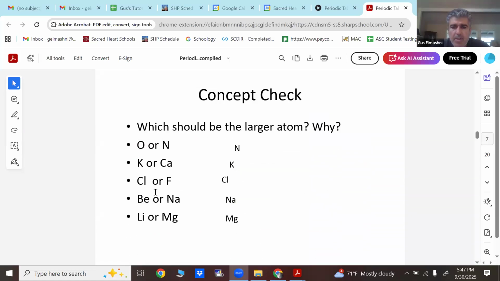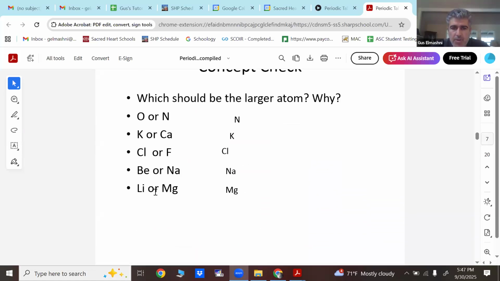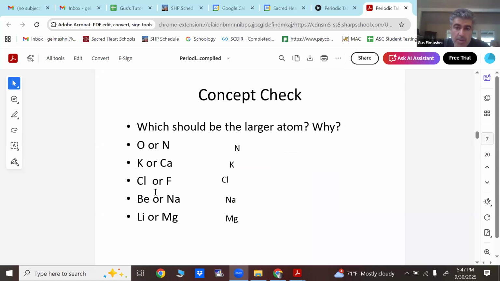I'll send this to you. This is good. So, concept check: which one is larger? Well, N is more to the left of O.